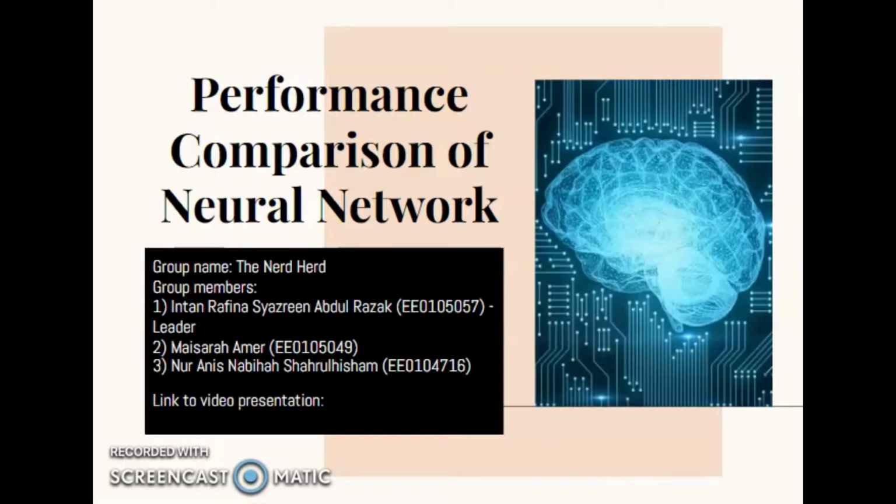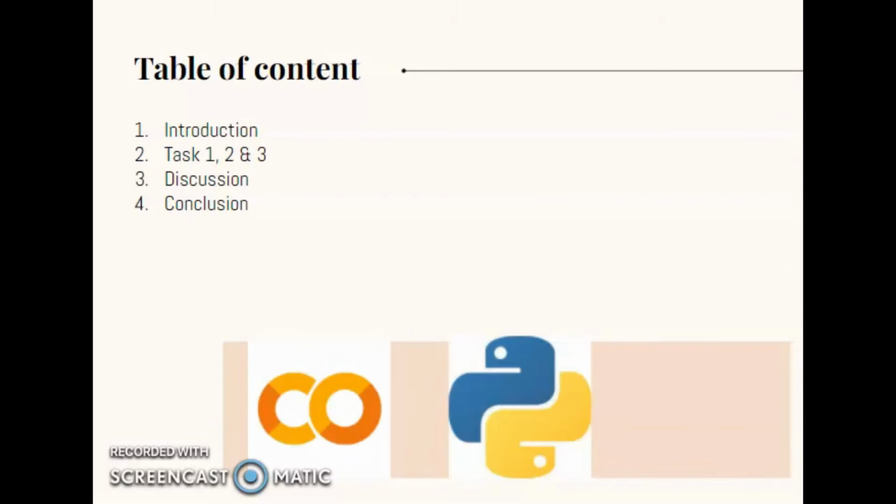We are from the group The Net Herd, and we will present on the group project 2, which is on the performance comparison of neural network. So the group members are Intan Rafina, which is the leader, Maisara Amir, and also myself, Nur Anis Nabiha. So next is the table of content that we will present, which is the introduction, tasks 1, 2, and 3, followed by discussion and conclusion.